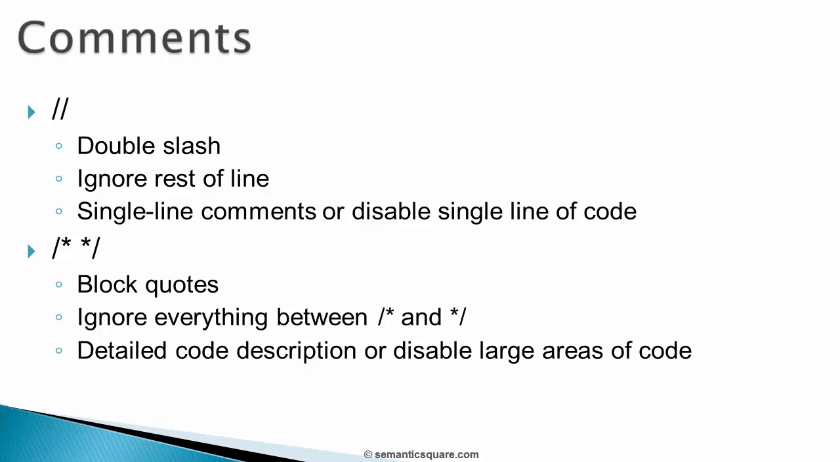Second one uses block quotes. It means ignore everything between these two symbols, a forward slash followed by an asterisk and an asterisk followed by a forward slash. It is used to provide multi-line comments giving a detailed description of some code. It can also be used to disable large areas of code. In a couple of chapters from now, we will discuss standard Java coding conventions. There we will look at some recommendations on when and how to use comments.